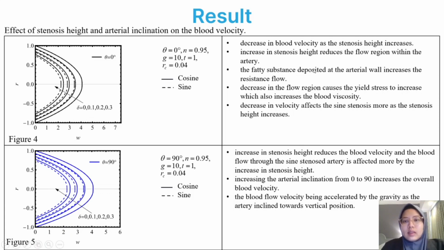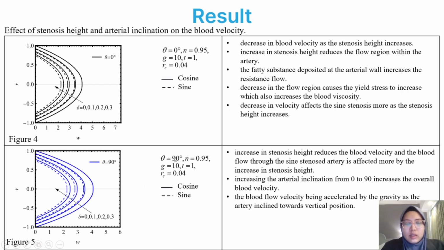Not to mention, the fatty substance deposited at the arterial wall increases the flow resistance. And the decrease in flow region causes the yield stress to increase, which also increases the blood viscosity. So as the blood becomes more viscous, it has a hard time to flow smoothly. In comparison between the sine and the cosine stenosis, it seems that the decrease in velocity affects the sine stenosis more as the stenosis height increases.